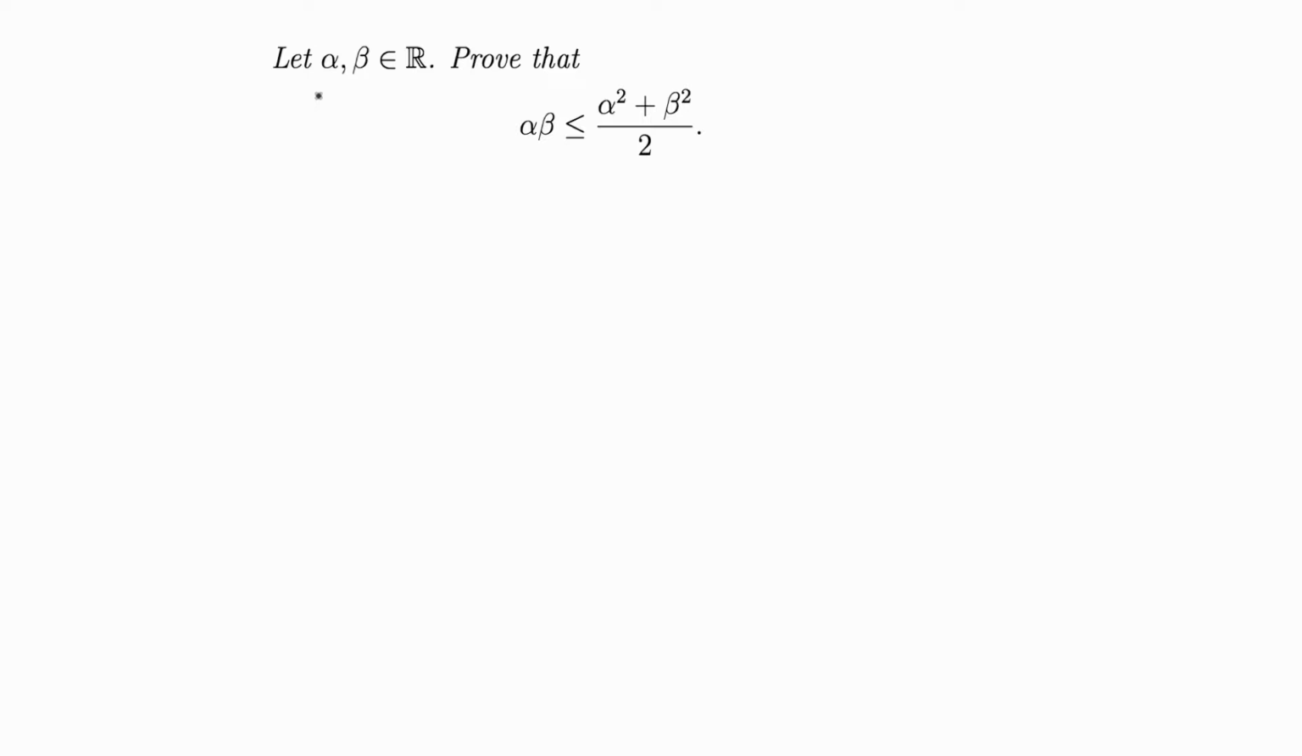Okay, so this problem says let alpha and beta, and I'll just call these A and B, be in R, the real numbers. Prove that AB is less than or equal to (A squared plus B squared) over 2.